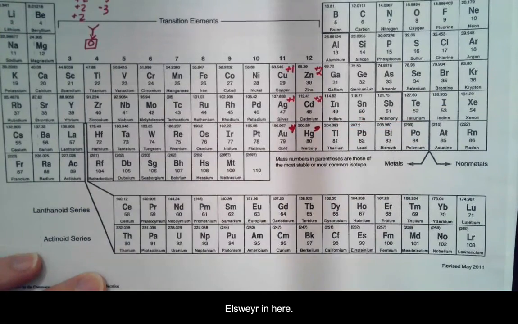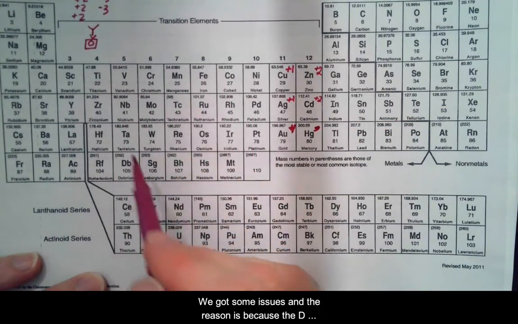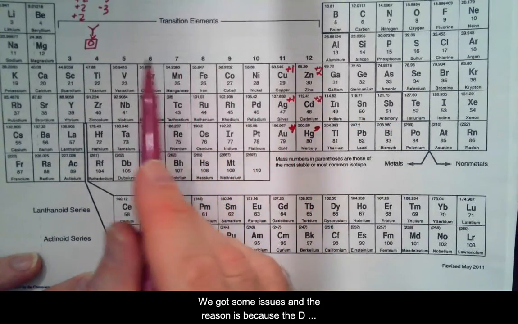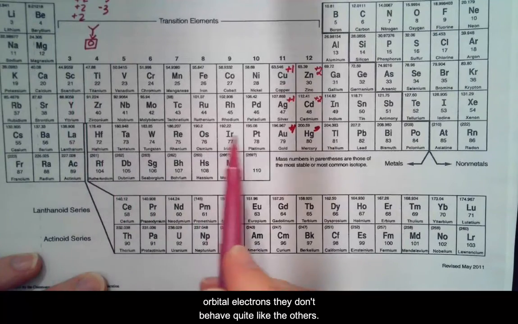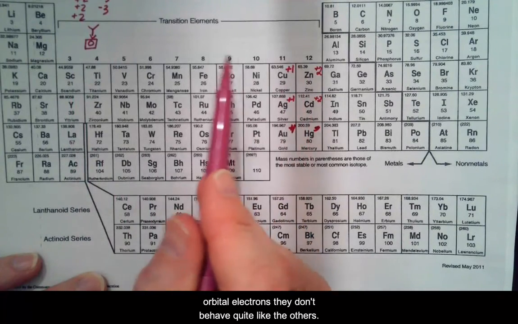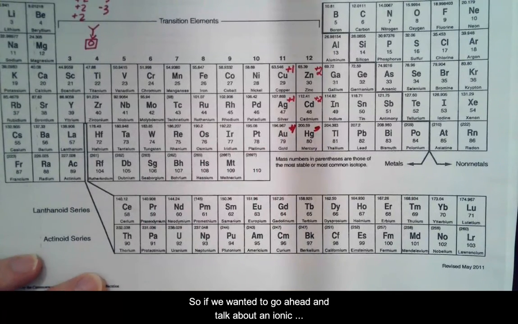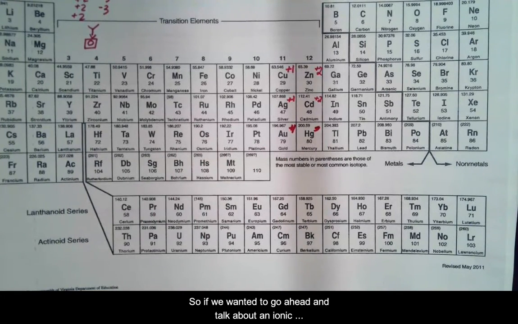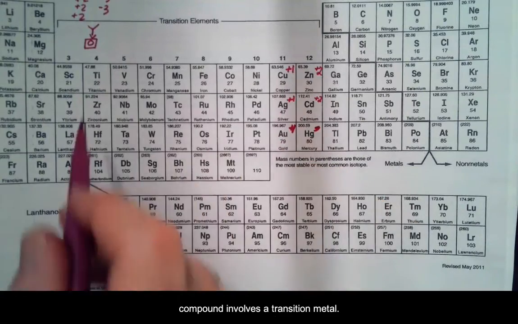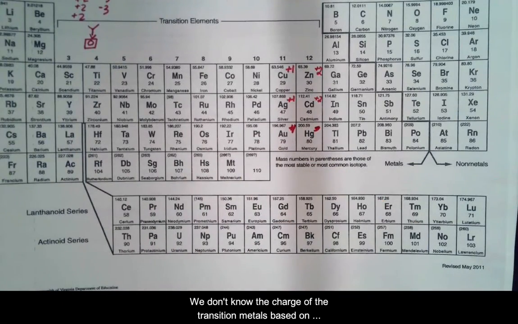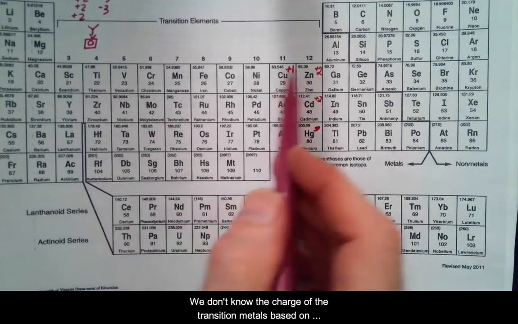But if I'm elsewhere in here, we've got some issues. And the reason is because these d orbital electrons, they don't behave quite like the others. They don't follow the same rules, and it's a little bit tricky. So if we wanted to go ahead and talk about an ionic compound that involves a transition metal, we don't know the charge of the transition metals based on where they are.